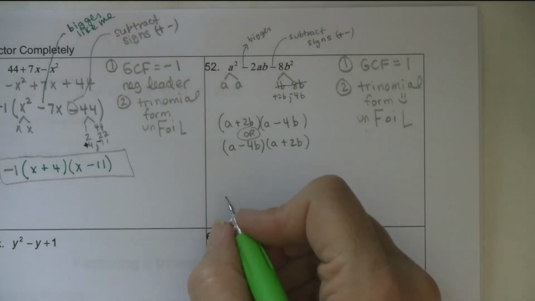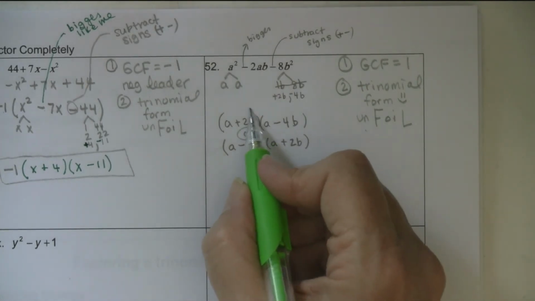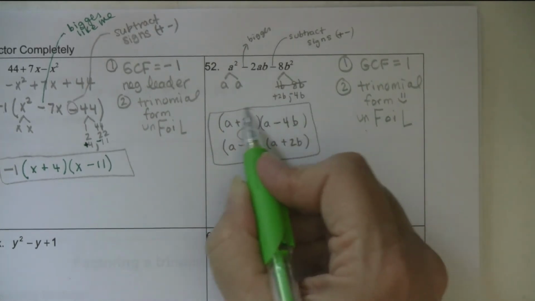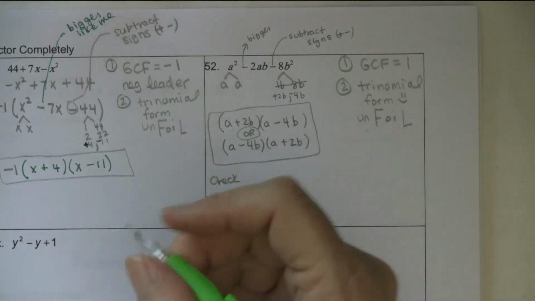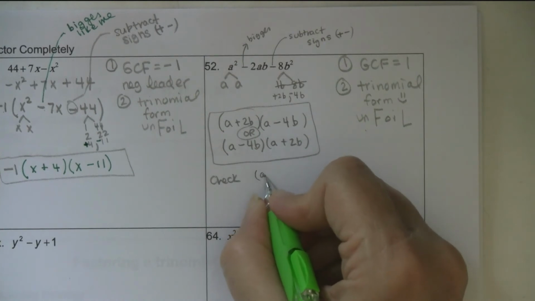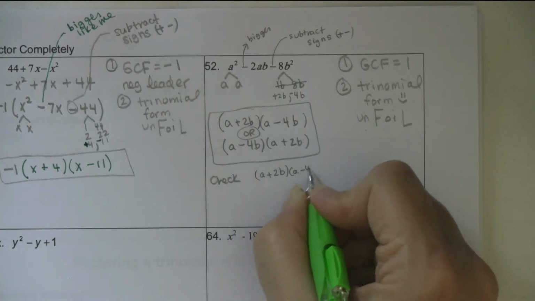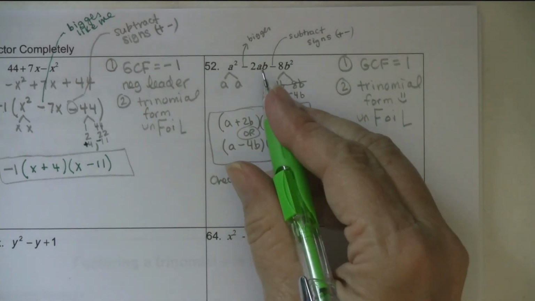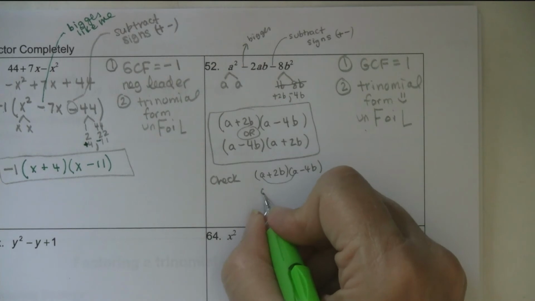Okay, so we did a lovely job on that. I want to check it. And so either one of these is the answer. I think I can fit my check in here. It's not as bad as that one over there. So when I check it, I just want to show you that you do get the middle term, which was AB, right? Because when you multiply A times A, you get A squared.